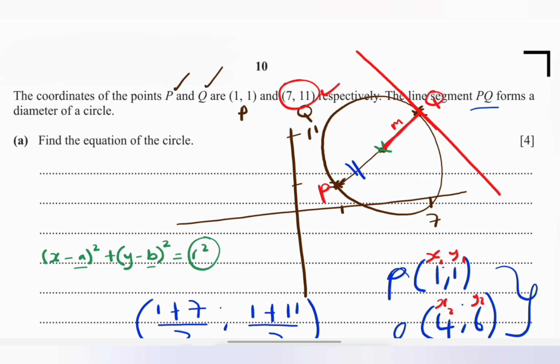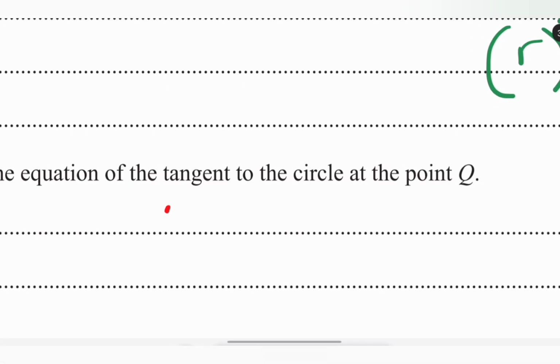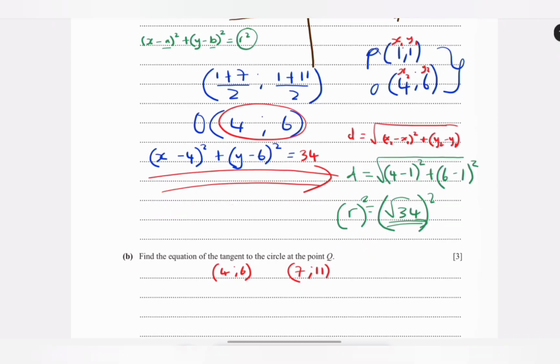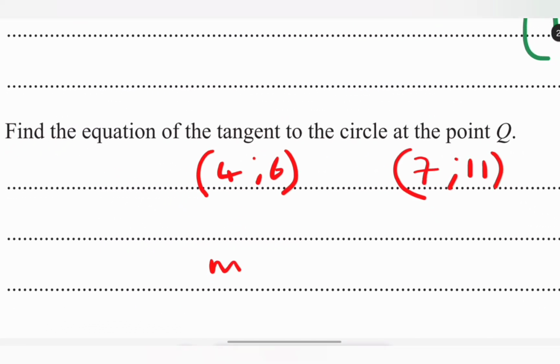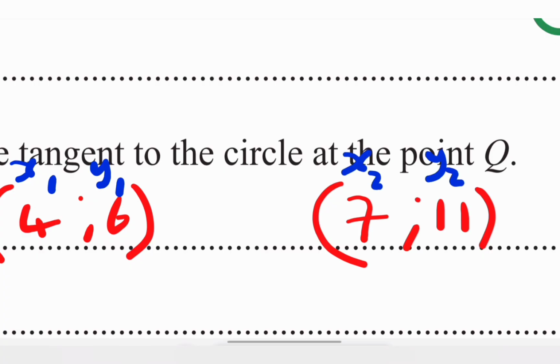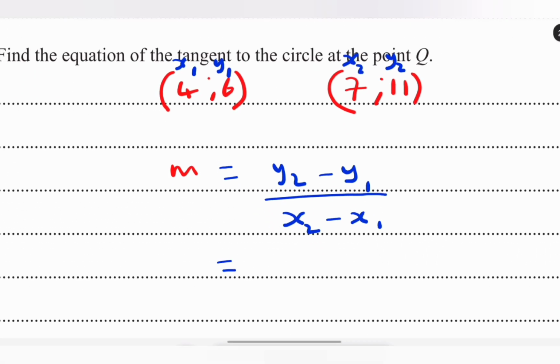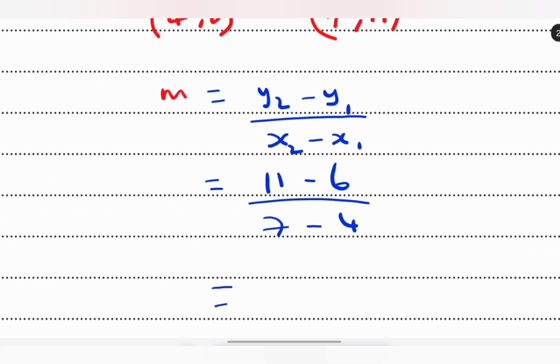So to get the gradient of the radius, we have point O, which is at (4, 6), and Q, which is (7, 11). (4, 6) and (7, 11), like that. Right. And to get m, I like naming coordinates. So this will be your x2, y2. Now m is y2 minus y1 over x2 minus x1. And this will be our 11 minus y1, which is 6, over our x2, which is our 7, minus 4. And this gives me 5 over 3.